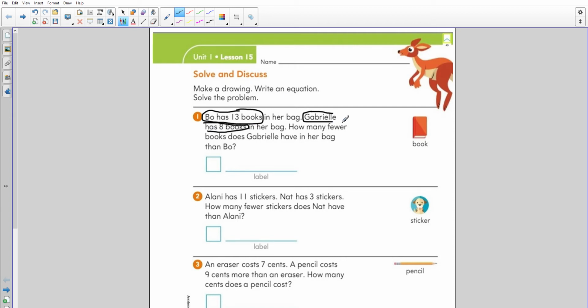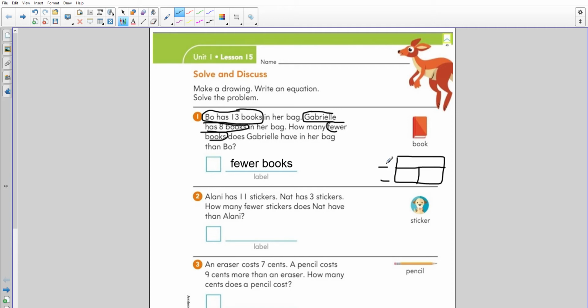And then I'm going to think about the label. How many fewer books does Gabrielle have than Bo? Right away I can go ahead and write in my label, which is fewer books. Keep in mind now, friends, we're thinking about 2 people where one is more and one is fewer. So what kind of drawing should we create to help ourselves solve for this? If you said a comparison bar drawing, you're right, because comparison bar drawings are where we have 2 people, one has more and one has fewer.